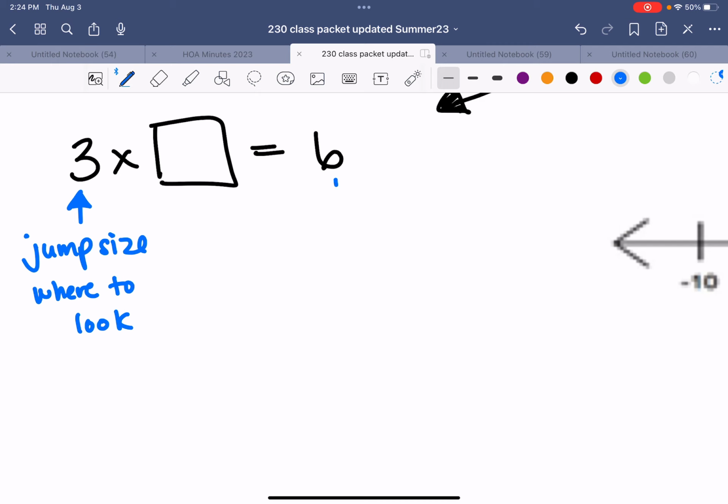And this 6 over here, talking about things that we know, is the answer to the multiplication problem. And when we're doing multiplication using a number line, the answer to the multiplication is where we land. And I'm going to call that our target. So that's our target landing place, okay? And then the answer to our division problem is actually going to be this missing factor right here.